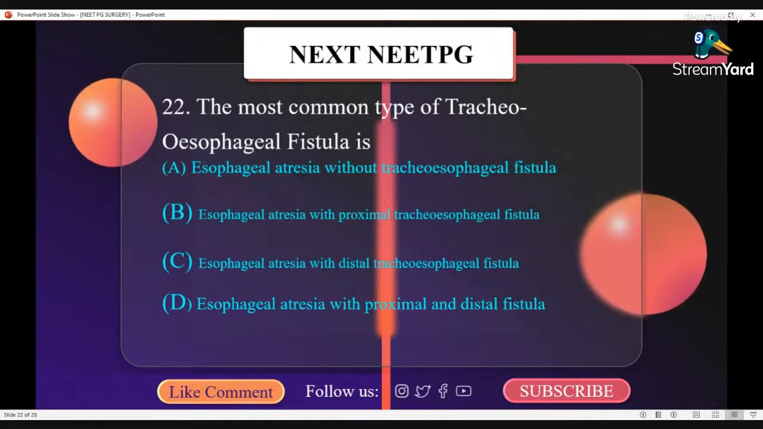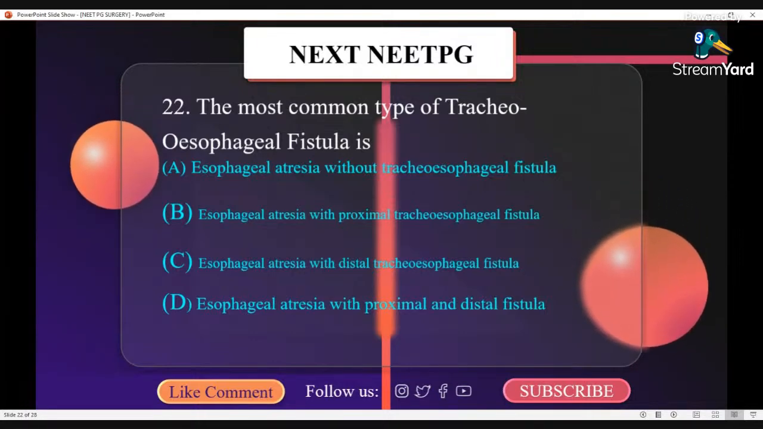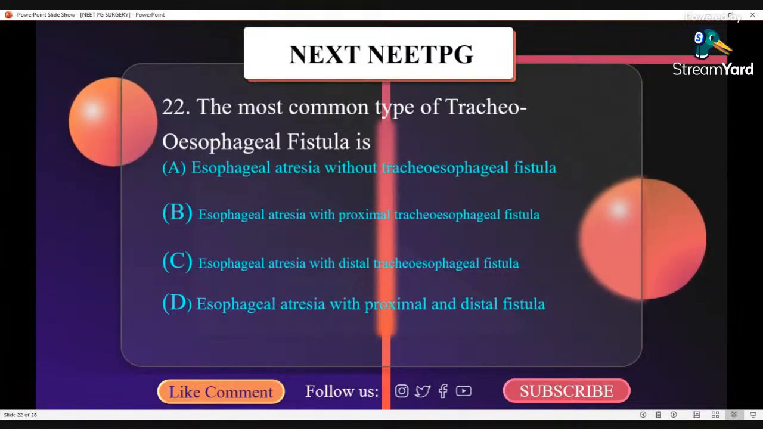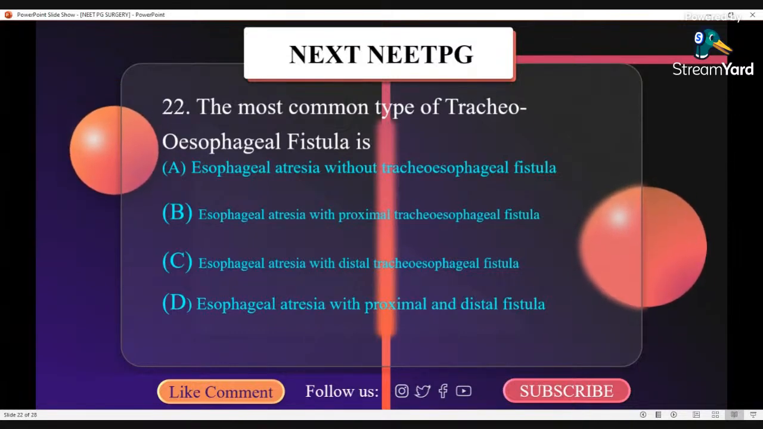Type A, esophageal atresia without TEF. There is no gas in abdomen. It is second most common. Type B, there is proximal TEF. There is no gas in abdomen.